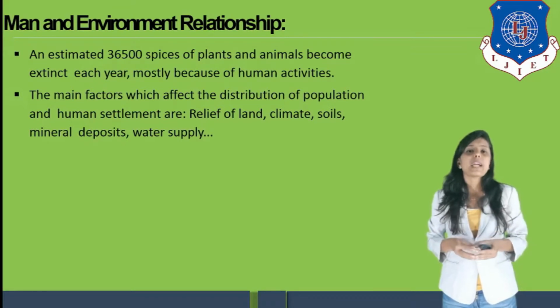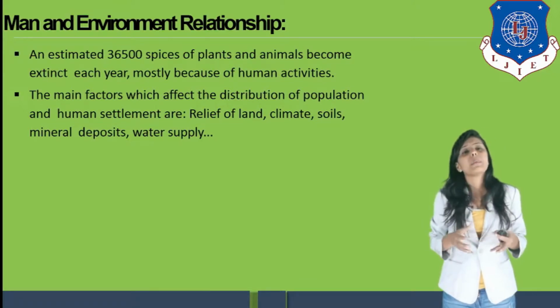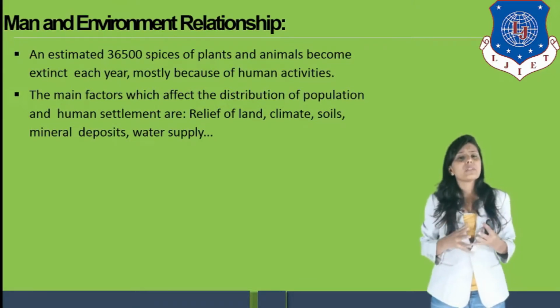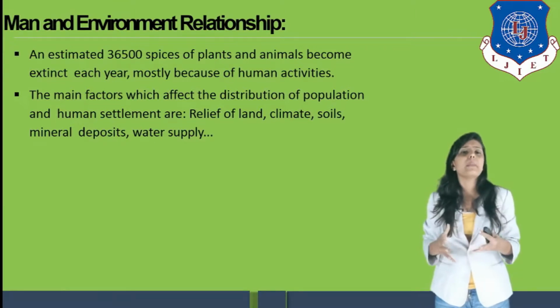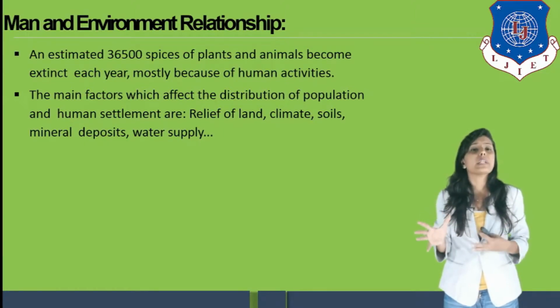The main factors which affect the distribution of population and human settlements are relief of land, climate, soil, mineral deposits, and water supply. So day by day, by different human activities, we are destroying the environment, and that will ultimately affect us only. So what we should do is conserve the environment. That's why you are studying this subject.